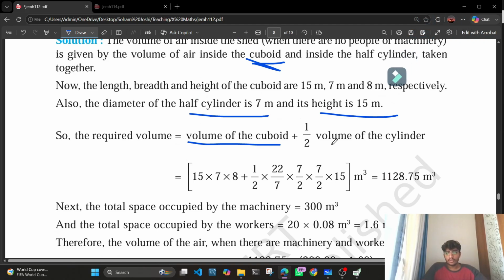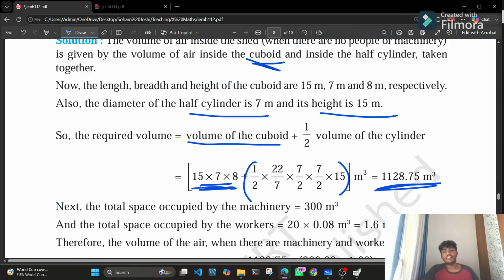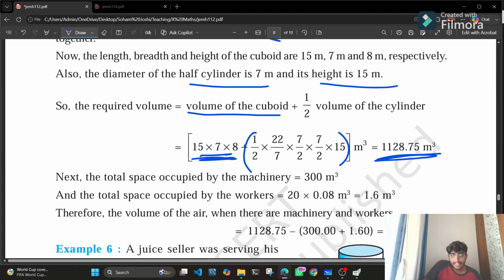Substituting all the values into the formulas, I get the volume of the cuboid is length into breadth into height, that is 15 into 7 into 8, and then we have half of the volume of the cylinder, that is half into pi, 22 by 7, into r square into h. Pi r square h is the formula for the volume of a cylinder. Calculating it, we get 1128.75 meter cube.